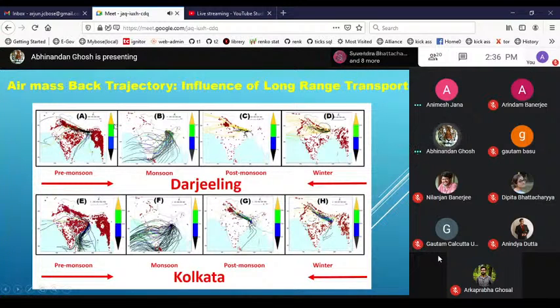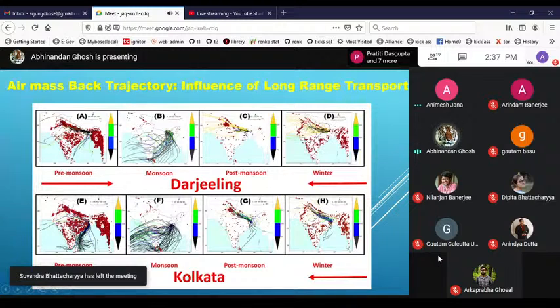You can see that both Darjeeling and Kolkata receive biomass burning plumes during the pre-monsoon time. Darjeeling receives the biomass burning plumes of Nepal and the Upper Indo-Gangetic Plain, while Kolkata receives biomass burning plumes from the eastern coast of India. During monsoon, both stations receive marine influenced aerosol, and during post-monsoon and winter, both stations receive continental haze from the Indo-Gangetic Plain.